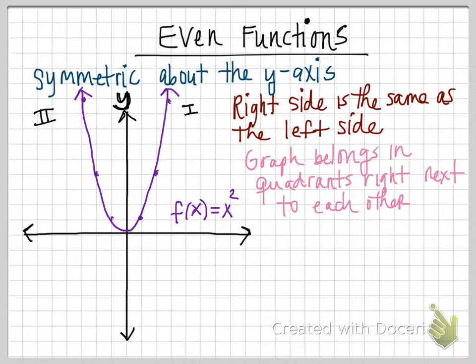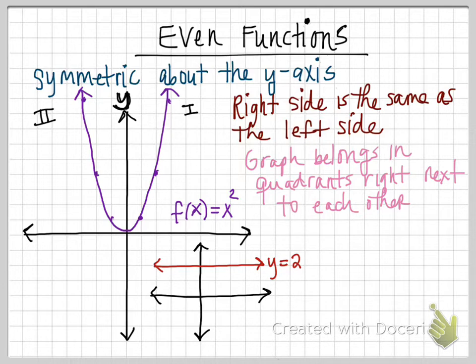Another example, besides this U-shape of a graph, that is also symmetrical about the y-axis would be a horizontal line. For instance, this line, which has an equation of y equals 2. It is symmetrical about the y-axis. The right side is the same as the left side, and the graph belongs in quadrants right next to each other. So let's take a look at some ordered pairs.